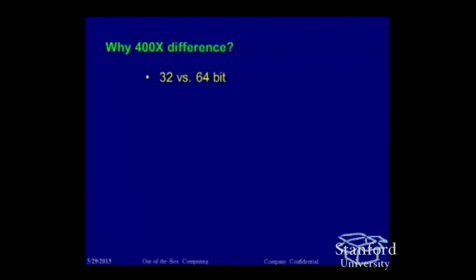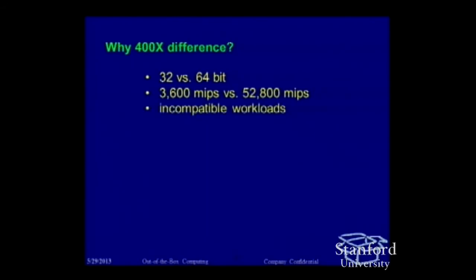One is simple. The Texas Instruments chip is a 32-bit chip. If you want to do 64-bit addressing space, you need the superscalar. Another is total raw horsepower. It takes an awful lot of those Texas Instruments chips to add up to the total number of ops that you can get through the superscalar. But what really makes the difference is that the workloads are incompatible.